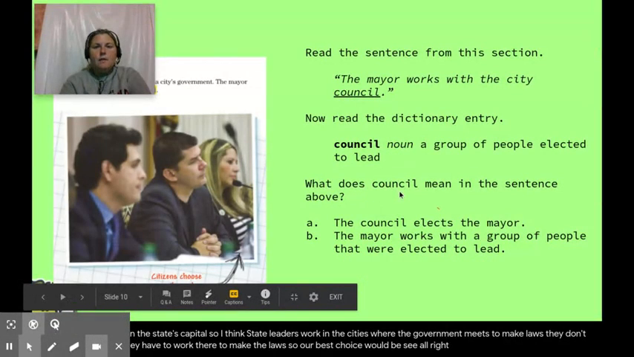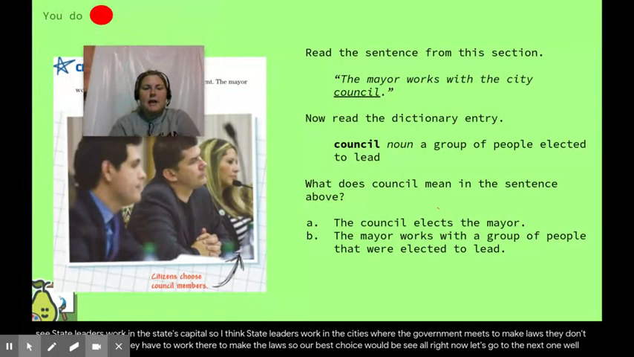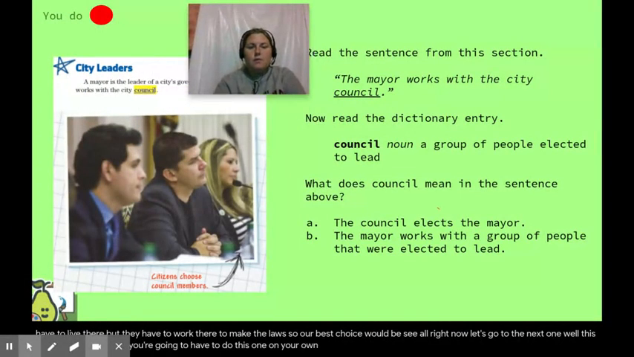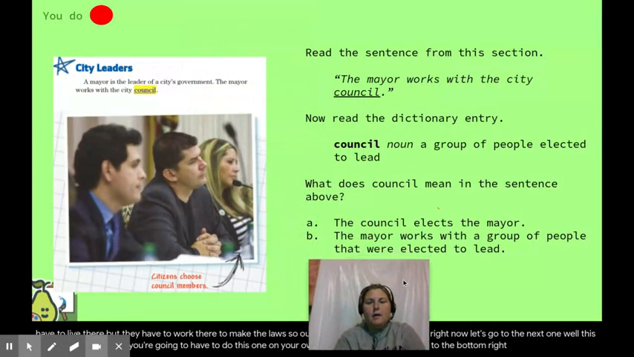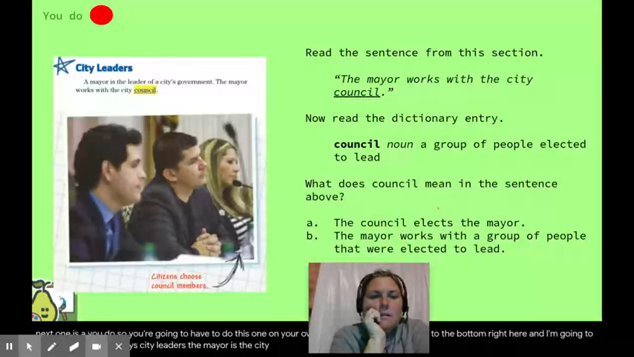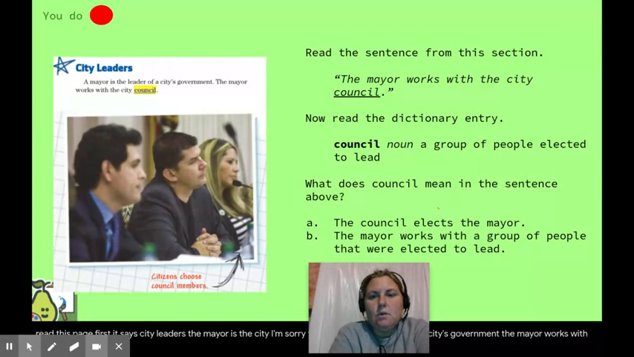All right. Now, let's go to the next one. This next one is a you do. So you're going to have to do this one on your own. Let me go down here to the bottom, and I'm going to read this page first. It says, city leaders. The mayor is the leader of the city's government. The mayor works with the city council.